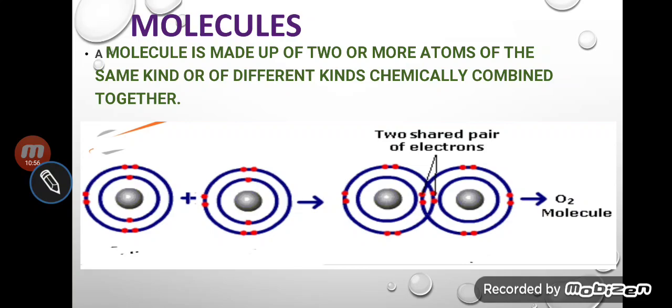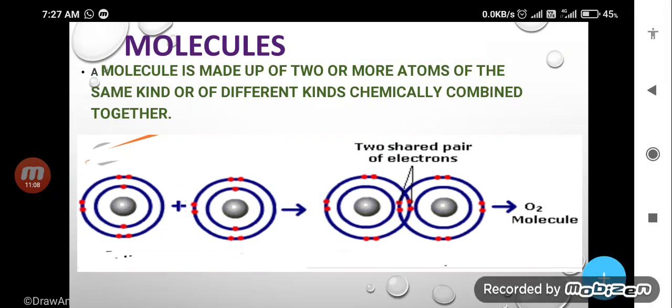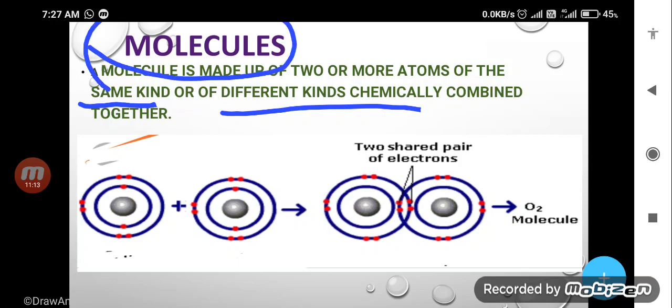Now today we'll talk about molecules. What is a molecule? A molecule is made up of two or more atoms of the same kind or different kind combined chemically. Yes my dear students, it may be the same kind, it may be a different kind, combined chemically. That is called a molecule. Whenever two or more atoms, same or different, combine chemically, how will they combine? By exchanging or sharing their electrons. That is called a molecule. Here you can see examples are given.